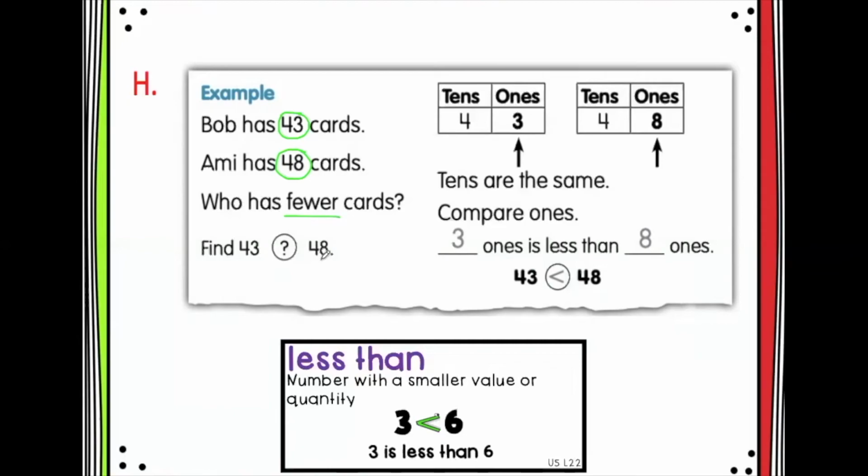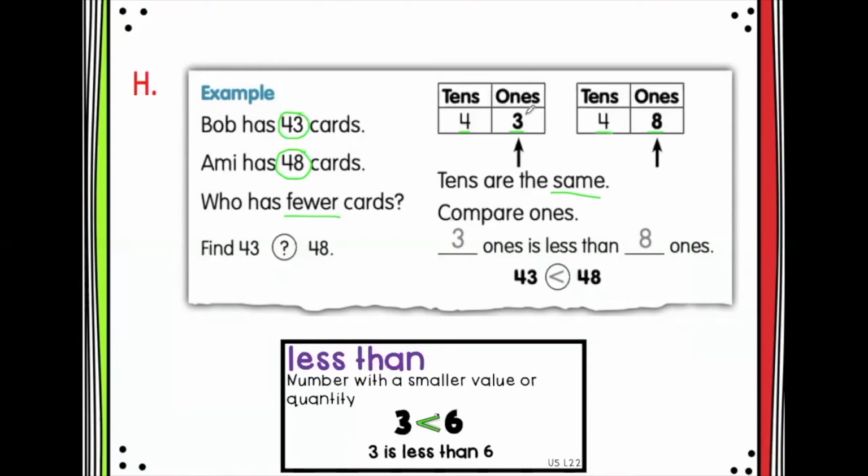Now, when we look at two-digit numbers for comparing, we want to check the ones place and the tens place. So if we look at this number, 43, there's a 4 in the tens place. And in 48, there's also a 4 in the tens place. So the tens places are the same. Since those are the same, now we look to the next place value, which is the ones place. In the number 43, the number in the ones place is a 3. And in the number 48, the number in the ones place is an 8.